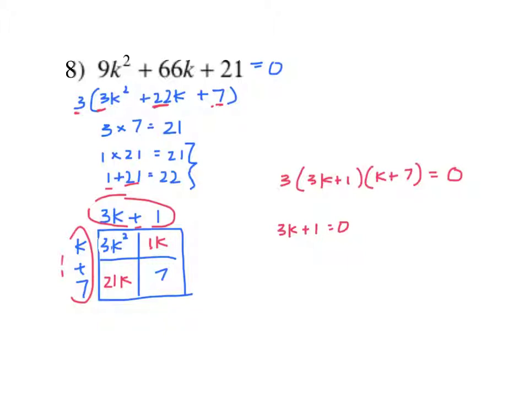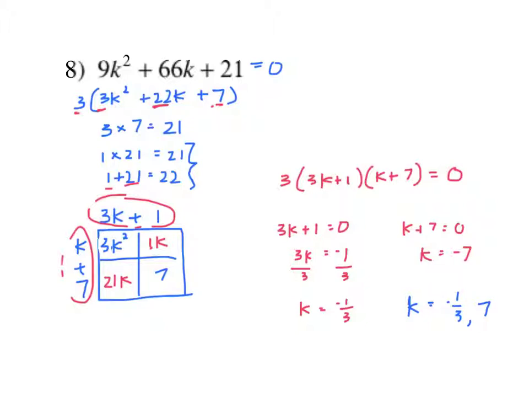So for 3k plus 1 to be 0, that means 3k would have to equal -1. And then I can divide both sides by 3, and I get k equals -1/3. For k plus 7 to be 0, I could just subtract 7 from both sides, and k would have to be equal to -7. So those are going to be the two solutions to the equation here. Sometimes you see it written as k equals -1/3, -7. Those would be my two solutions.